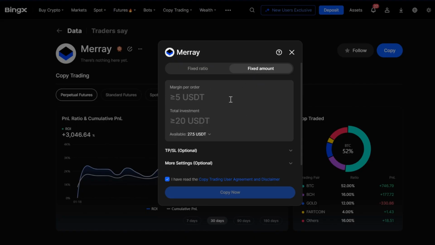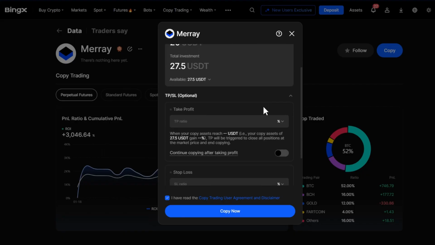Now in this section, you can set your Copytrade parameters. First is margin per order. This is the amount you'll invest in each individual trade. For example, if you set $20, every time the trader opens a position, you'll open one with $20. Next is total investment. This is the maximum amount you're willing to allocate to copying this trader. For example, if you set $500, once your active positions reach $500, no new trades will be copied until some close. Don't put all your funds into one trader. Diversification is key. I recommend splitting your capital across 2 to 3 traders with different strategies.